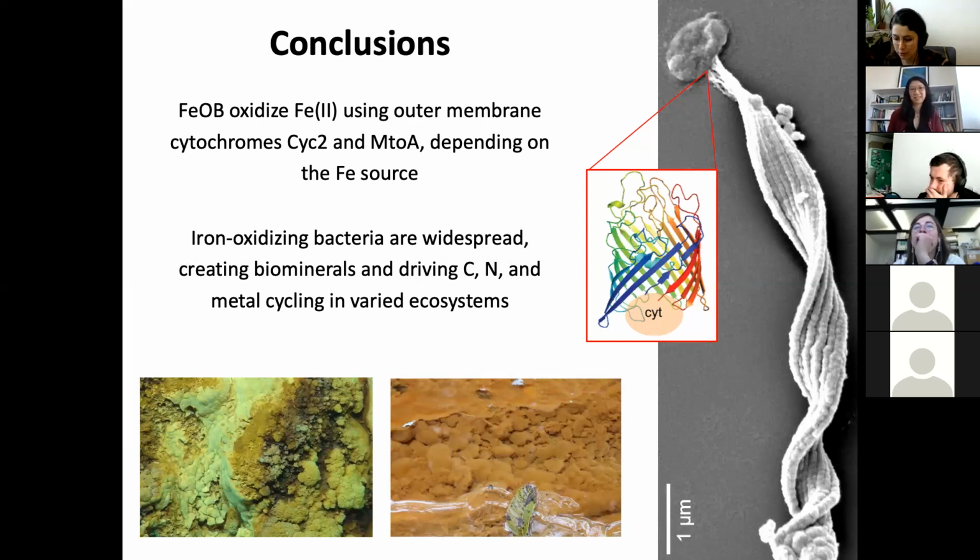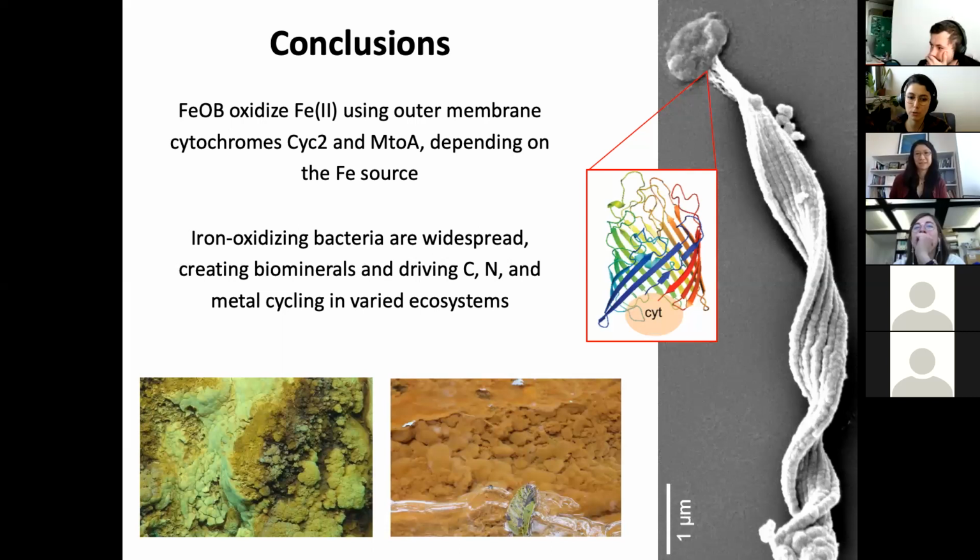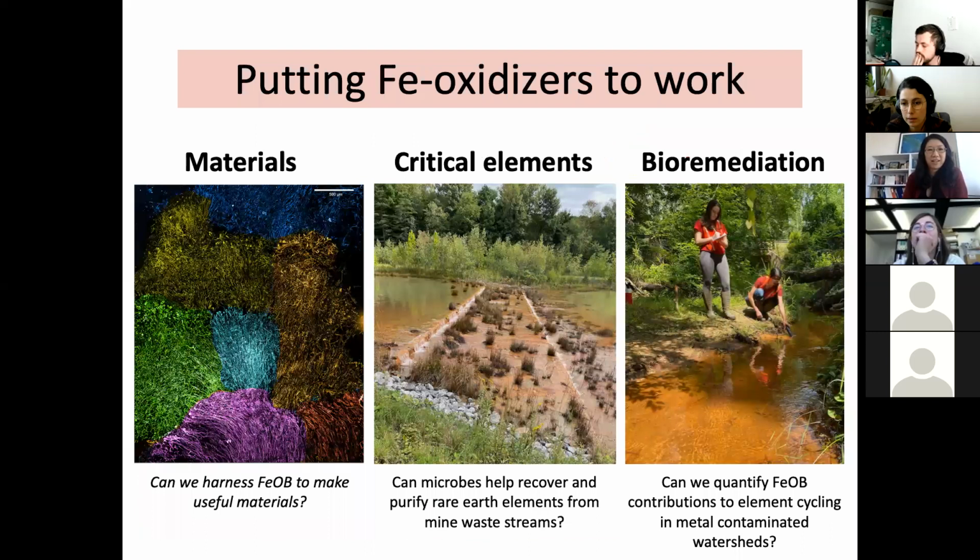I was wondering, so in the really beginning of the talk, you were describing gamma proteobacteria, I guess, that were forming tubes of iron mineral. And I was wondering if you also find those cytochromes inside those kind of bacteria.